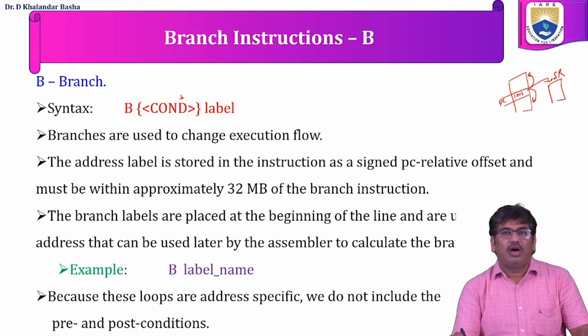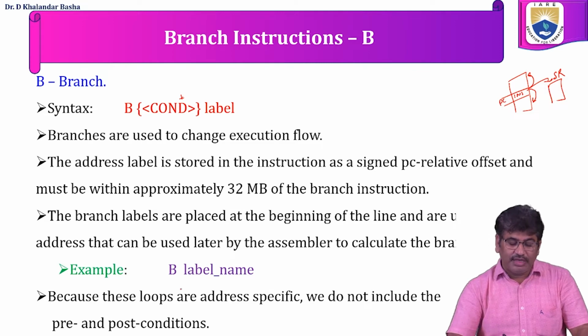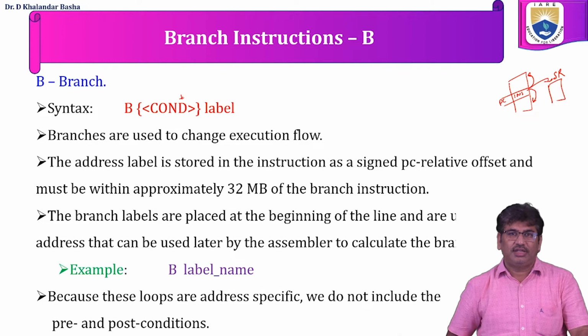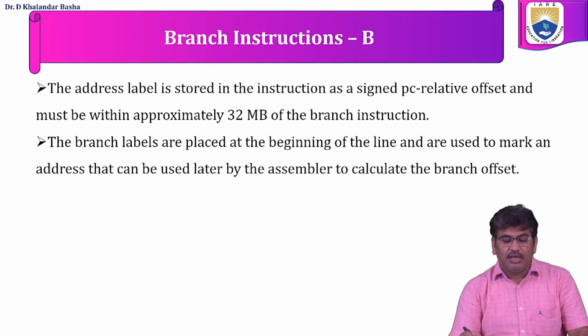The branch labels are placed at the beginning of the line and are used to mark the address that can be used later by the assembler to calculate the branch offset. The example: B, label name. Because these are address specific, there is no need to include the pre and post conditions addressing modes. The address label is stored in the instruction as a signed PC offset and it is within 32 MB of the branch instruction.